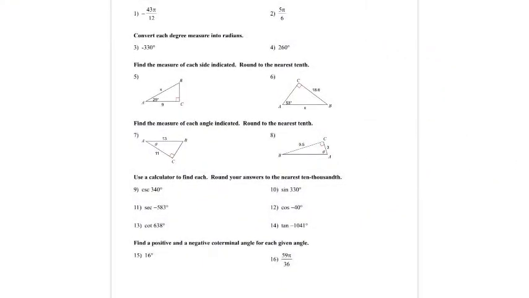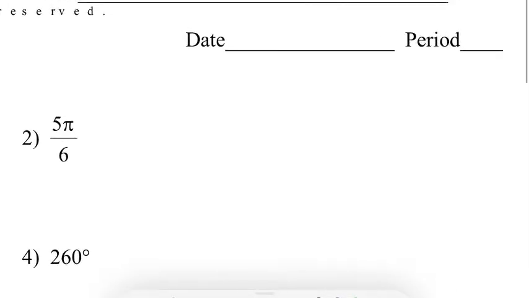Hey guys, so in this video I am going over the study guide for our Unit 4 test, which is tomorrow. So for 1 and 2, we are converting into degrees. So just a quick review: our different equations for converting between degrees and radians.